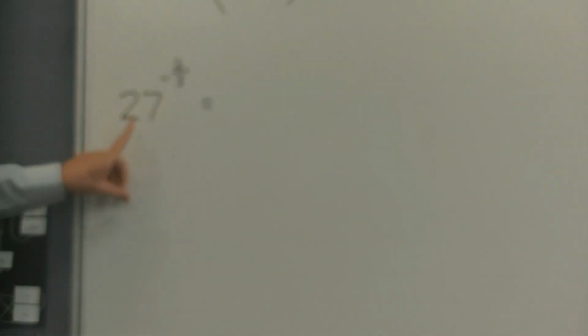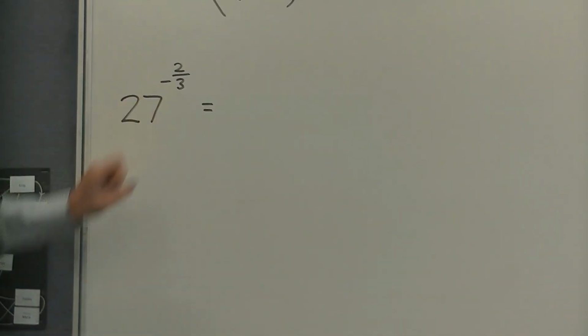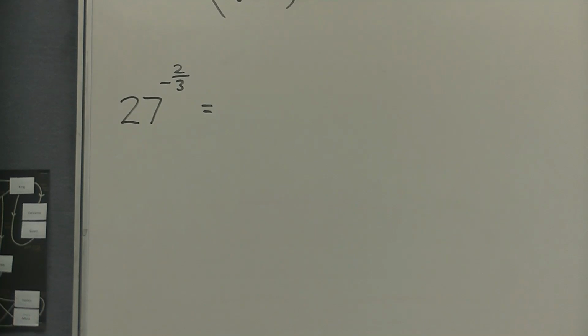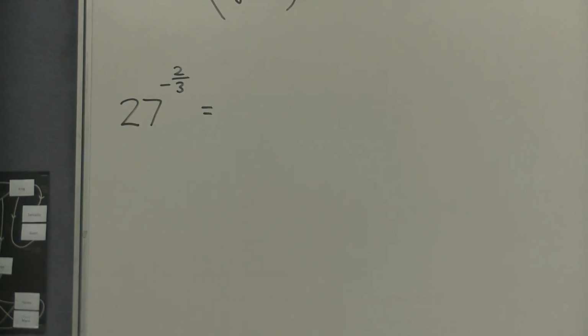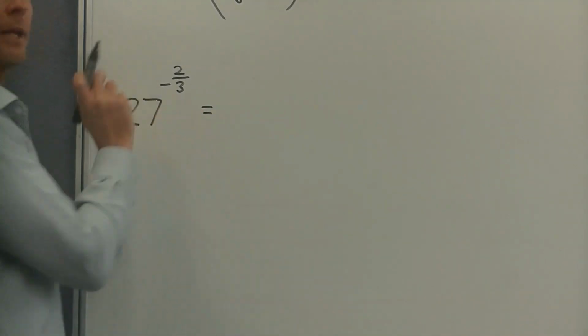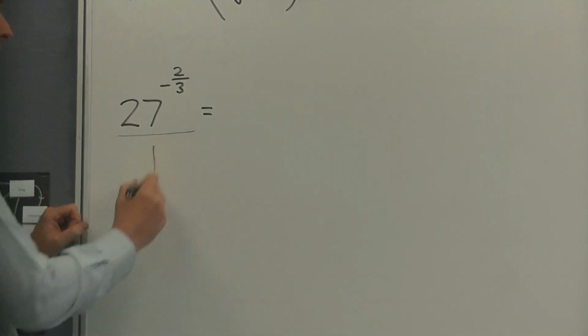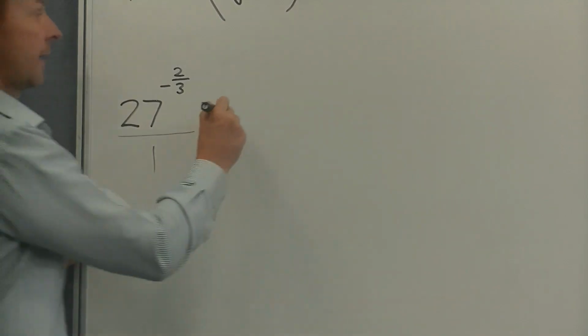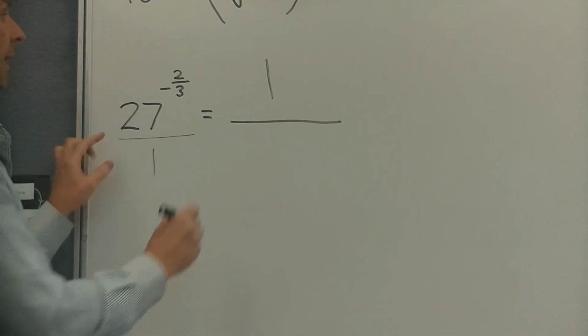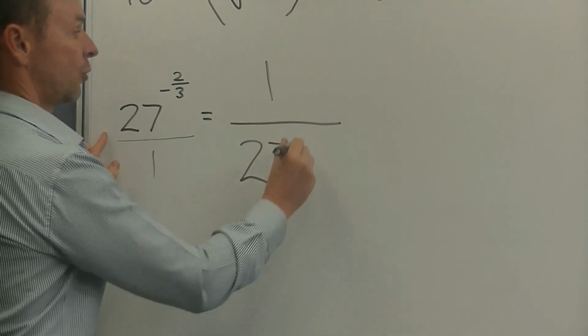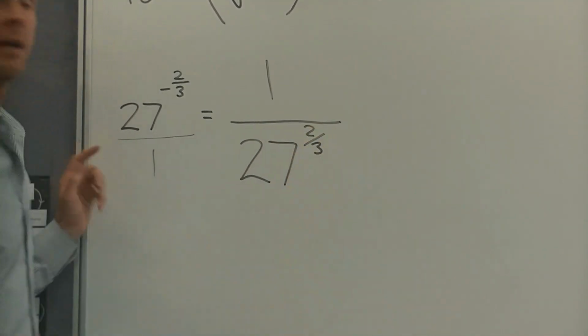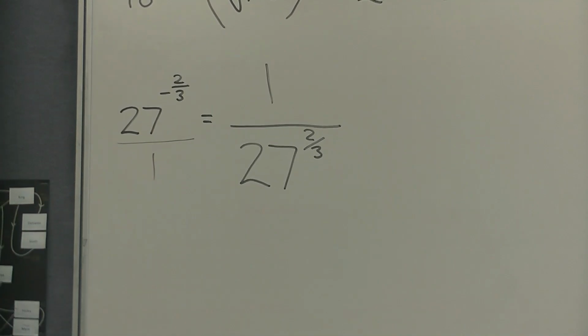Now the last question, it's got a combination of all our rules in it. It's got 27 to the power of negative 2/3. First thing we need to do is make it a positive power. From our negative indices lesson, to make it a positive power, this is on the top line, so you bring it down to the bottom line. So to make it a positive power, you make it 1 over. Then it's 27 to the power of 2/3. So that's our first step.